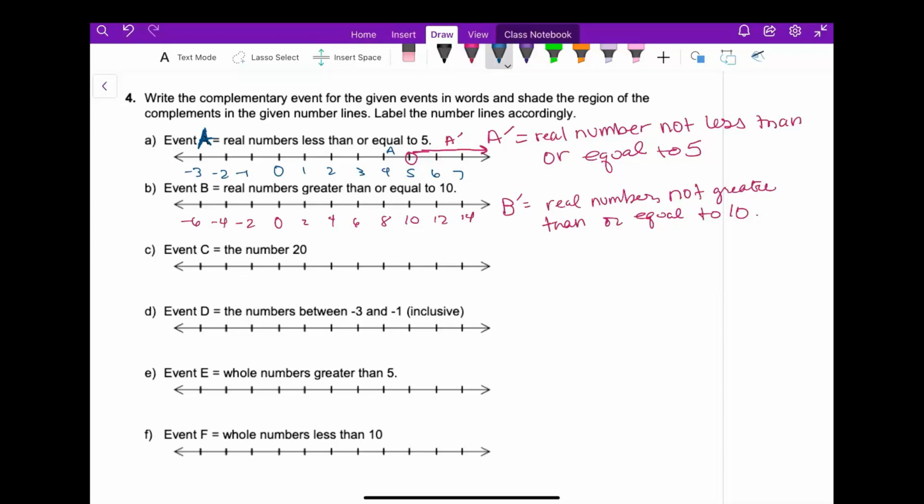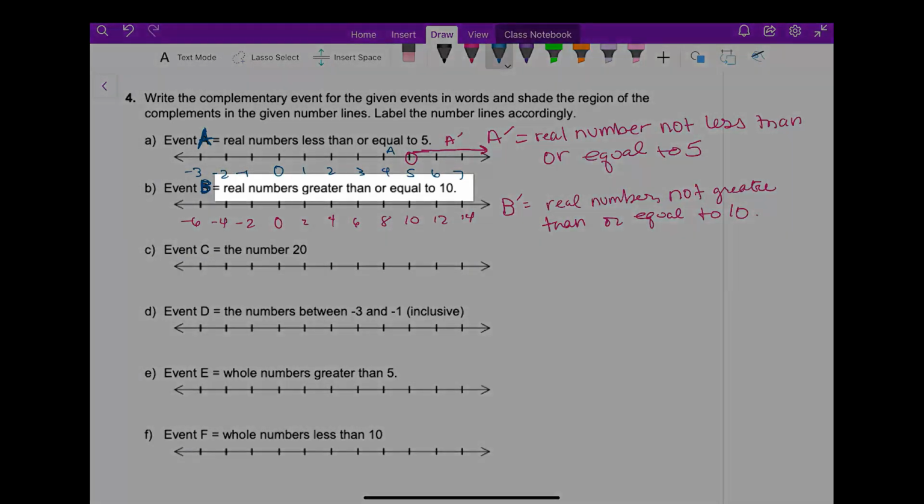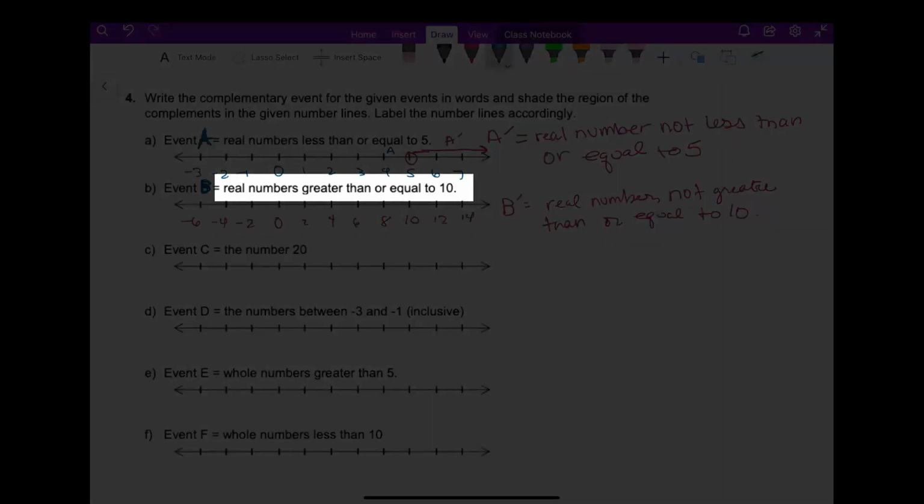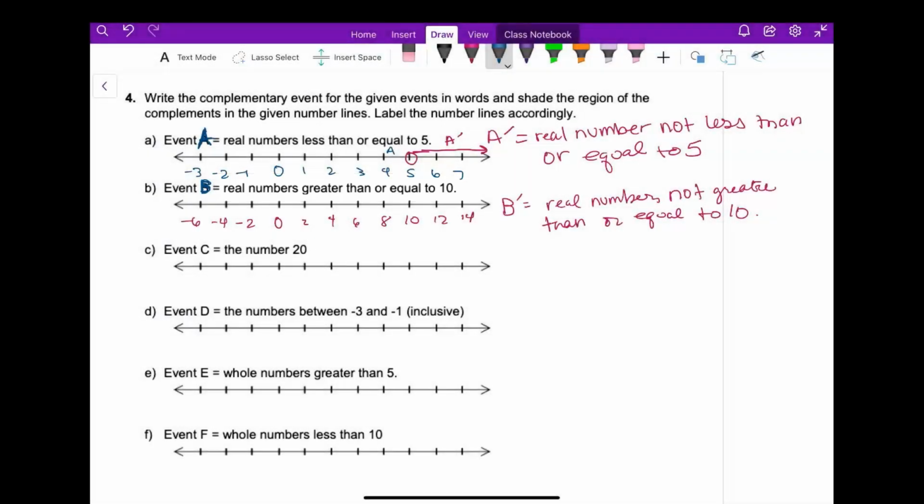One of the things that I like to do first is take a look at event B. Real numbers greater than or equal to 10: equal to, closed dot, and greater than. So what is the not, right? Now I'm ready to erase this. It's not greater than or equal to 10. So we're going to go this way.